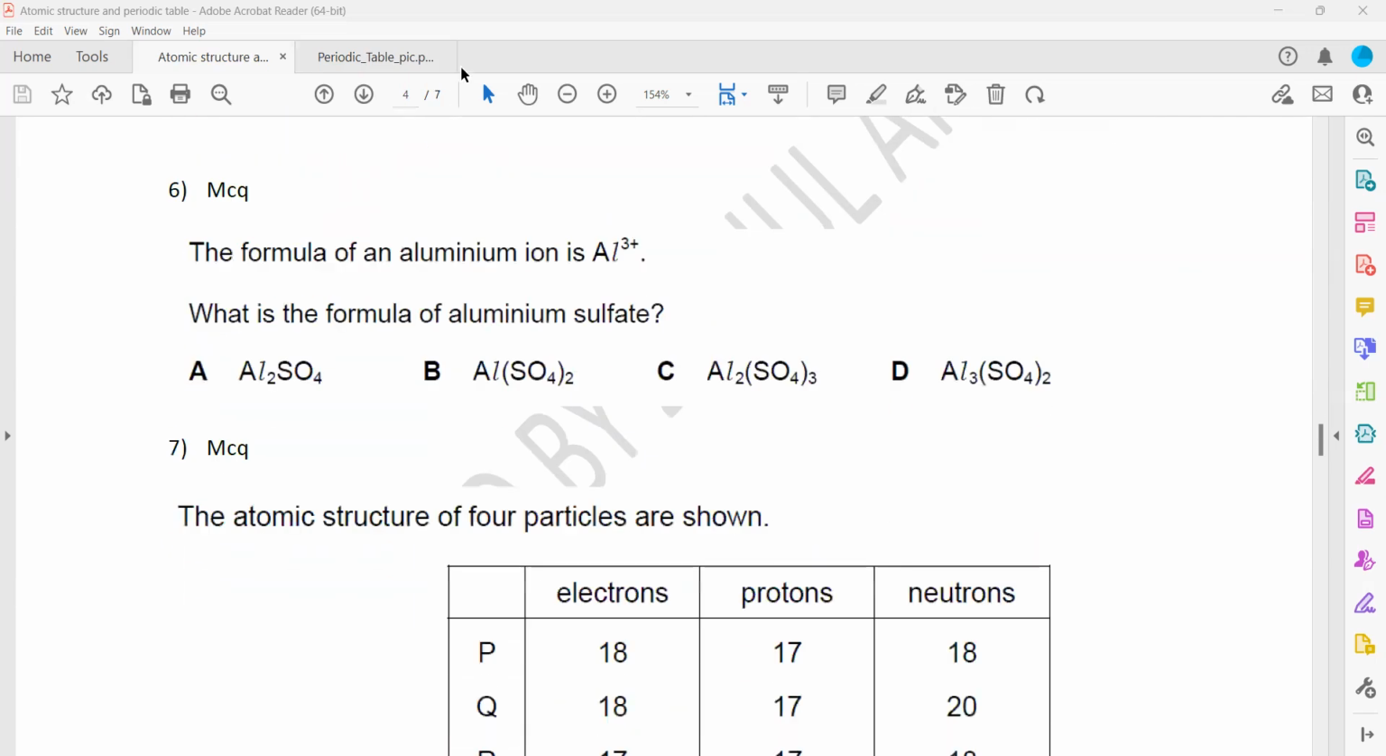Then the formula of aluminium sulfate. Aluminium is Al with a charge +3 and sulfate is SO4 with a charge -2. If it was sulfite, then it would be SO3 with a charge -2. As the valency cannot be further simplified, we just cross multiply. So it will be Al2(SO4)3. So C will be the right answer.